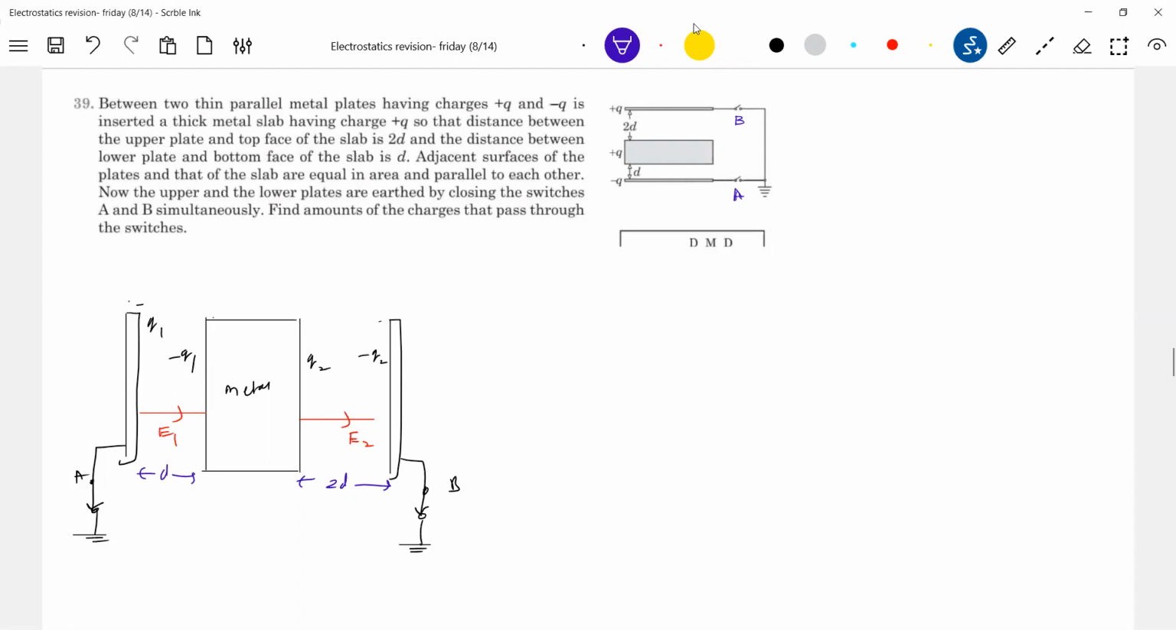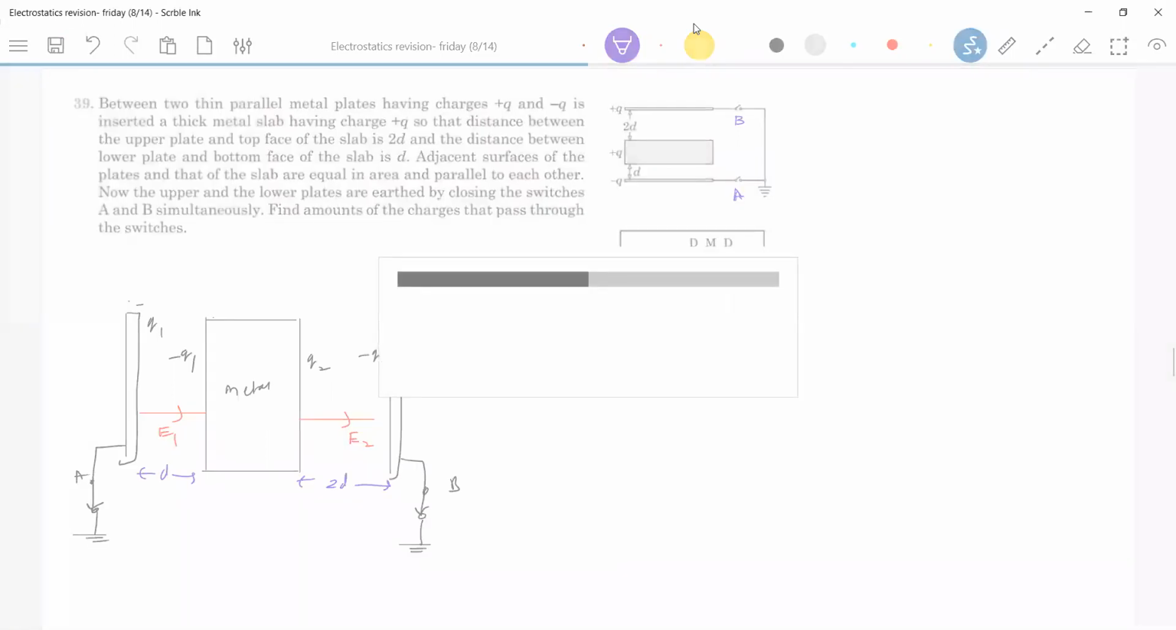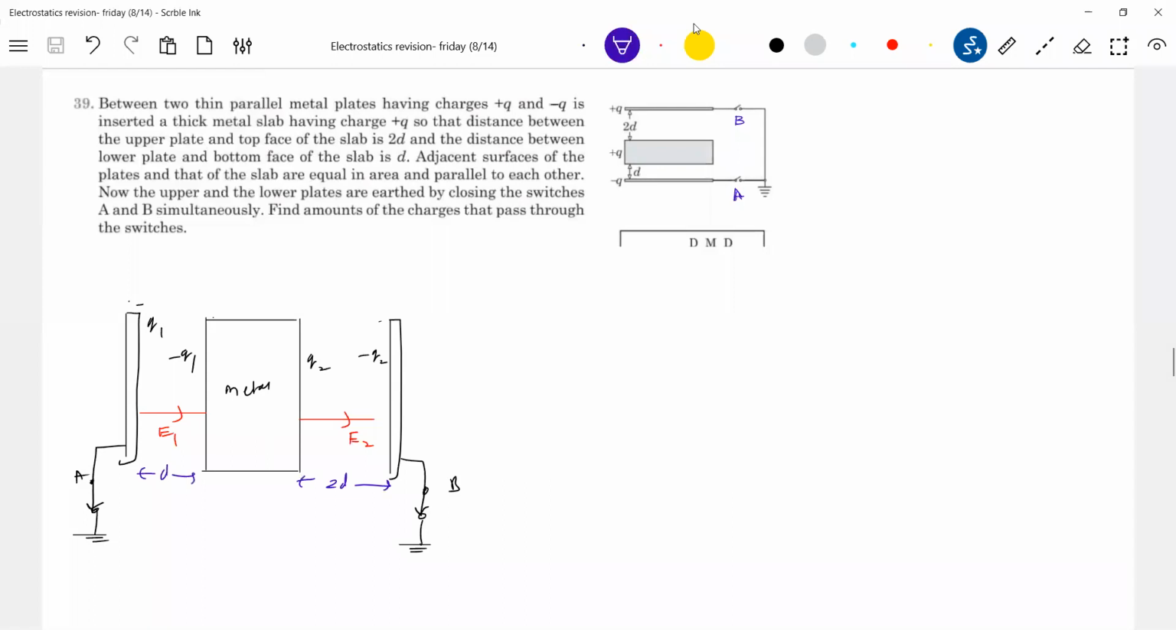Okay, what is a metal? Should I show any field inside the metal? No, there should not be any field, because all these Q1, Q2 are static charges. Let me call this C. This is A, and this is B. So VCA should be equal to VCB.